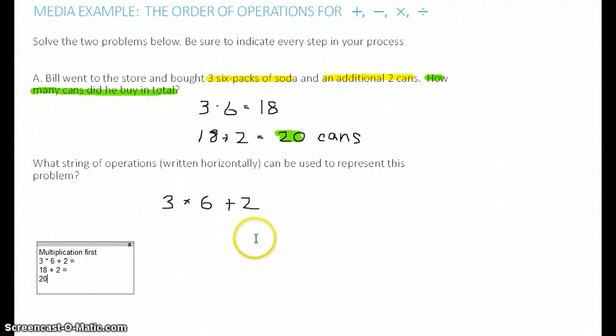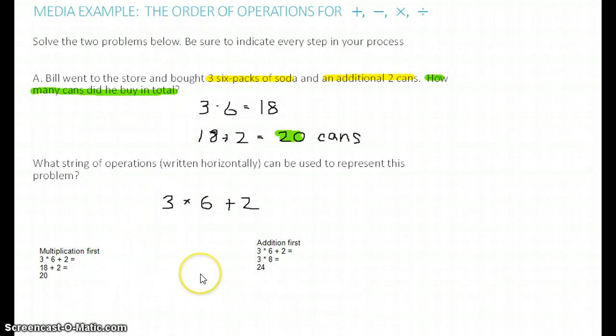So now let's see what would happen if we did the addition first. So we have 3 times 6 plus 2. If we did the addition first, we would add 6 and 2, which is 8. And then we'd have 3 times 8 equals 24. So notice these two results are not the same, okay? The one we wanted is this representation here. In this case, doing the addition first gives us the incorrect answer because the context of the problem told us to multiply first.